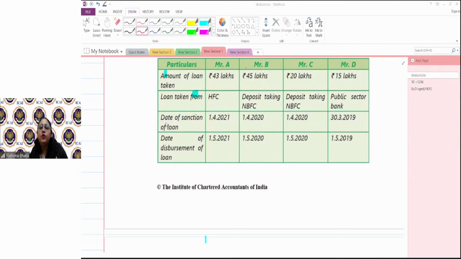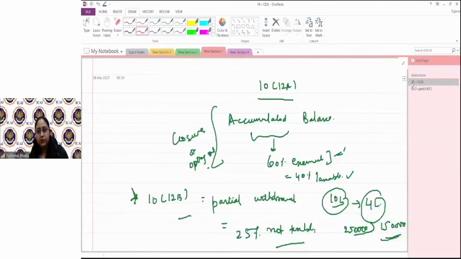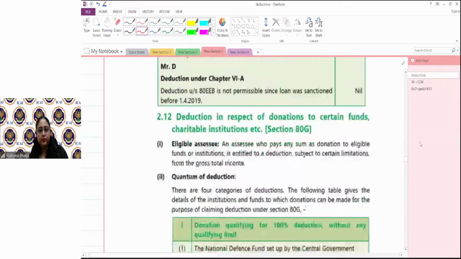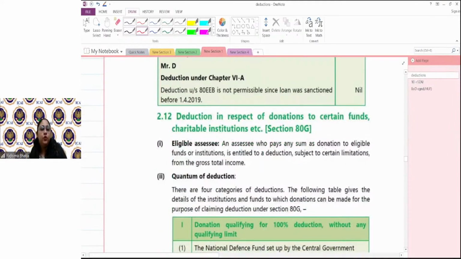So resident, non-resident does not matter. Everyone can claim deduction, but let's start. First of all, I've spoken, residential status does not matter. The donation has to be done to eligible funds and institutions.